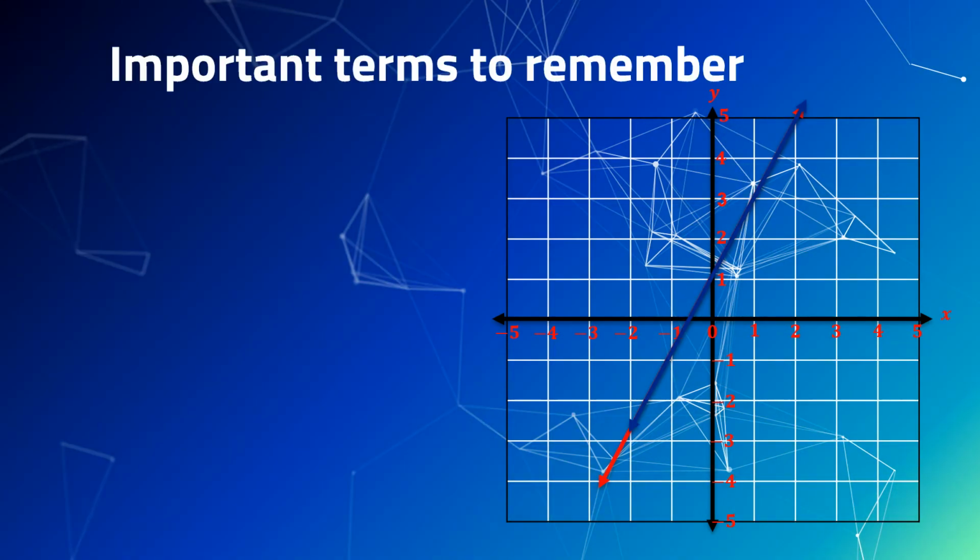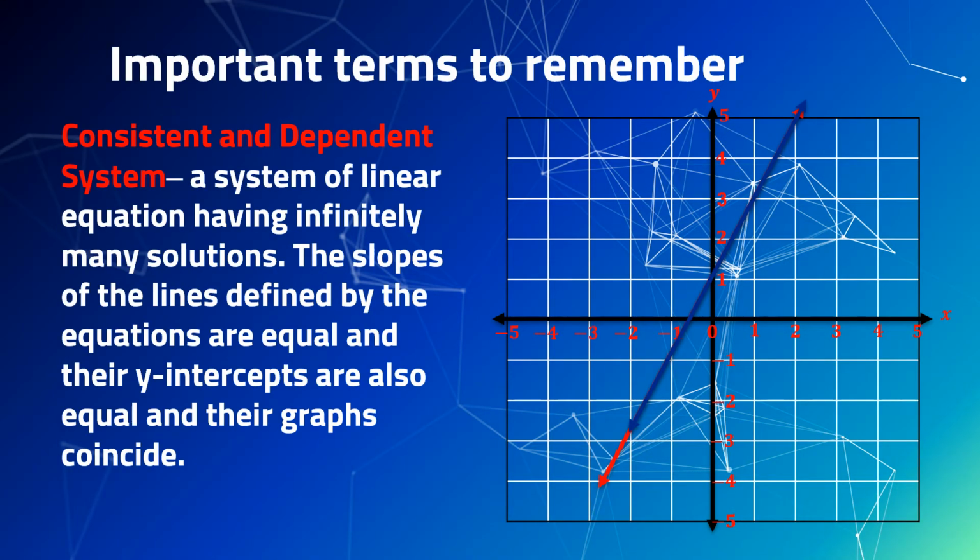The next term is consistent and dependent system. This is a system of linear equations having infinitely many solutions, where the graph is actually overlapping lines, so it has an infinite number of solutions. The slopes of the lines defined by the equations are equal. So the slopes here are the same, and their y-intercepts are also equal, and their graphs coincide. So these are actually identical equations.